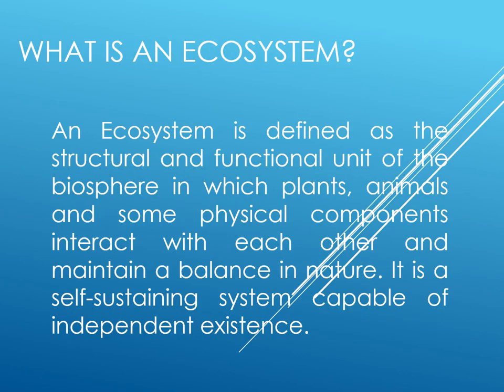Students, now we will know what is an ecosystem. An ecosystem is defined as the structural and functional unit of the biosphere in which plants, animals, and some physical components interact with each other and maintain a balance in nature. It is a self-sustaining system capable of independent existence. For your more information, in the biosphere there are different types of ecosystem such as the grassland, pond, forest, and aquatic ecosystems. They are present and they are running parallelly.